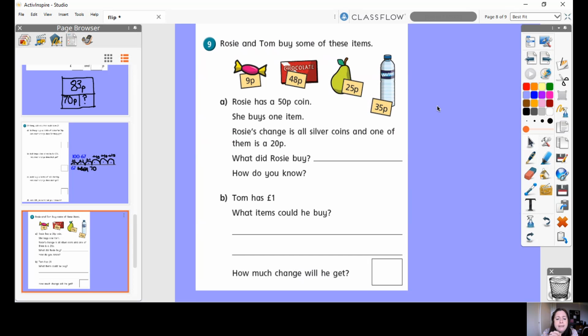Tom has £1. What items could he buy? So I want you to do some adding here. See how many he could buy. Could he buy them all? Could he buy 3 of them? You know, he doesn't want very much change. He wants to spend quite a lot of money. So how much money could he spend? And you would have lots of different answers for this, but you can just choose one, or you can do as many answers as you like.